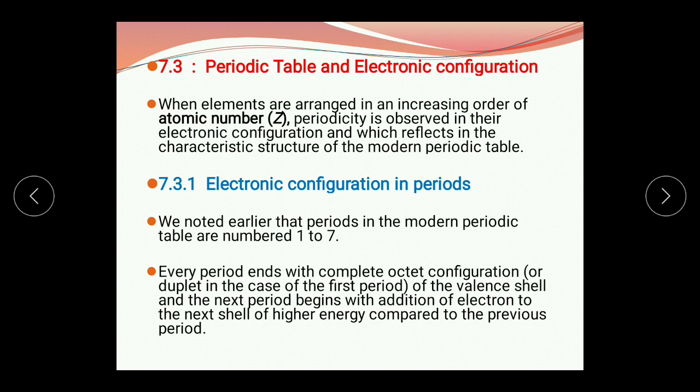Up till now, that means up to 10th standard, when, suppose, the atomic number is 11, you write the electronic configuration as 2, 8, 1. That means in the first shell, 2 electrons will be accommodated.